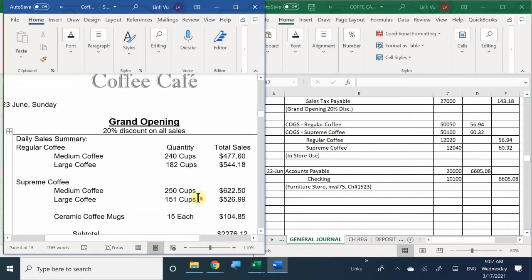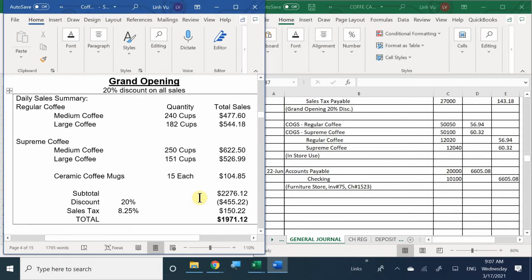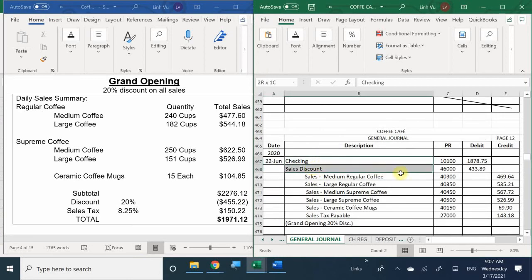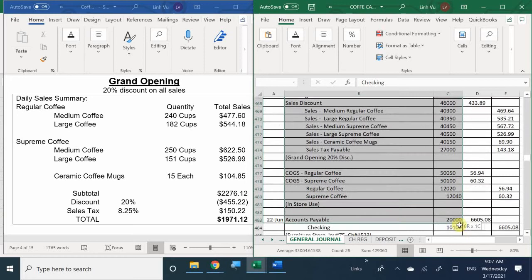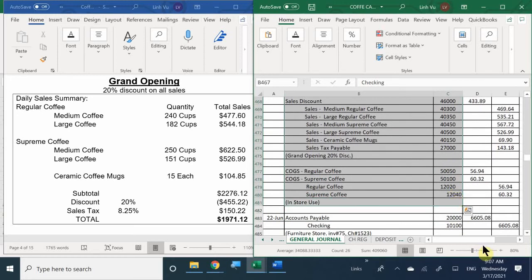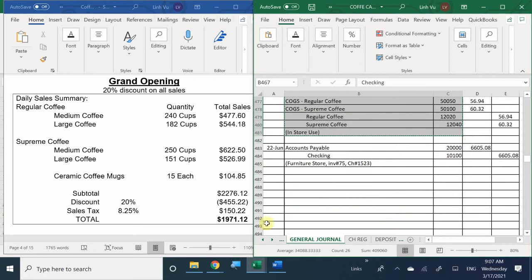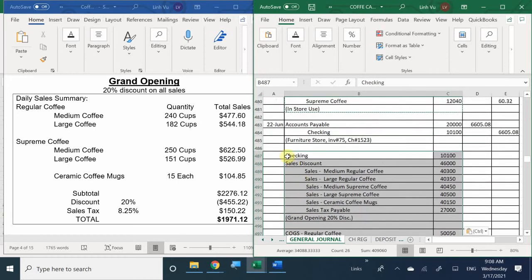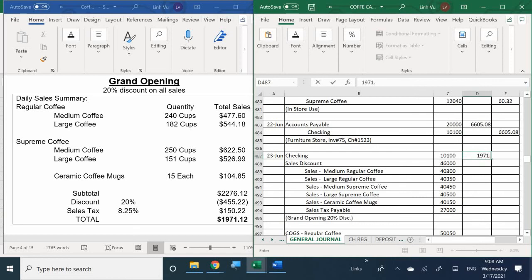So then, what is next? On the 23rd, what happened here? Grand opening. We got to do another sale. So, just going to go ahead and copy this from here. Oh, just perfect. So 623 now. So how much cash should I be receiving? 1971.12.